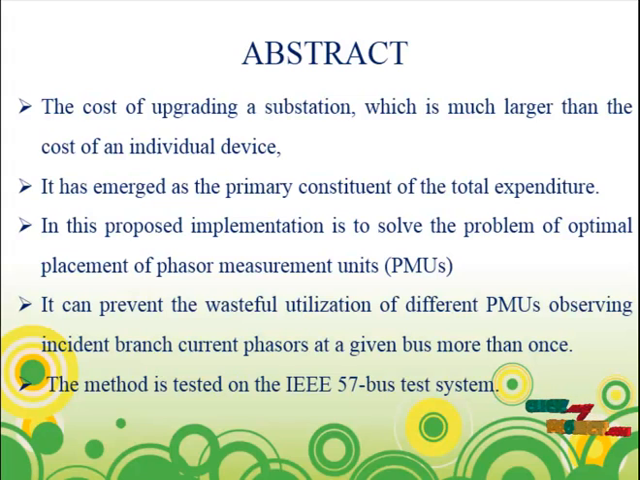The proposed implementation is to solve the problem of optimal placement of phasor measurement units, considering the existence of conventional measurements and zero injection, as well as the impact of PMU channel limits. The proposed formulation can prevent the wasteful utilization of different PMUs observing incident branch current phasors at a given bus more than once. This method is tested on the IEEE 57 bus data system.